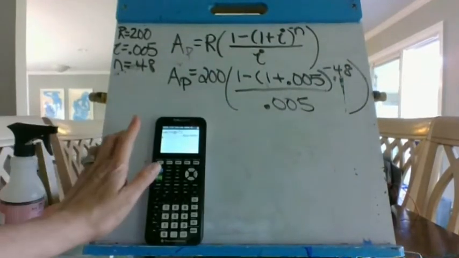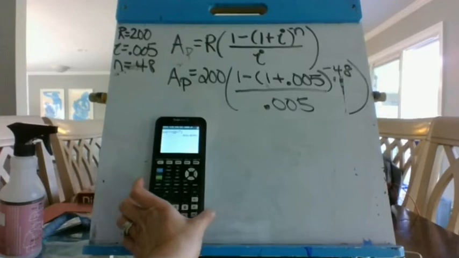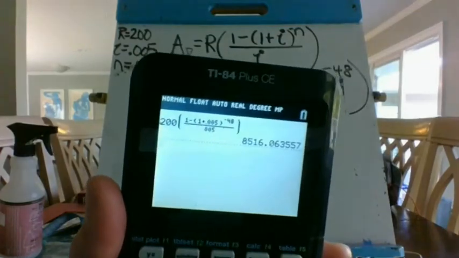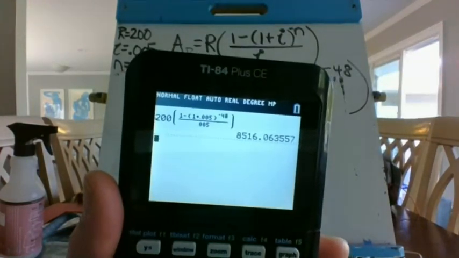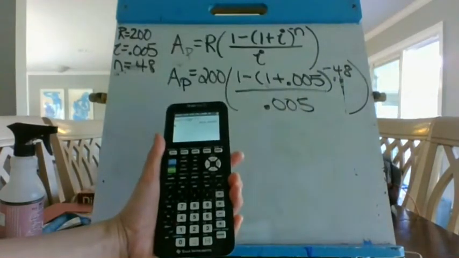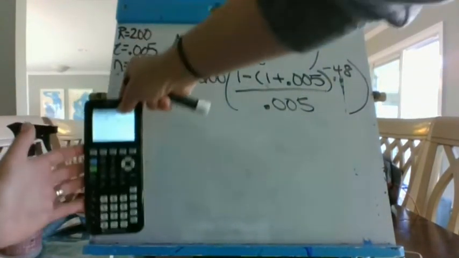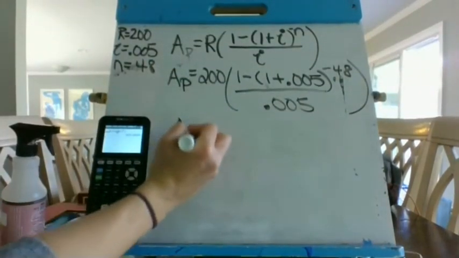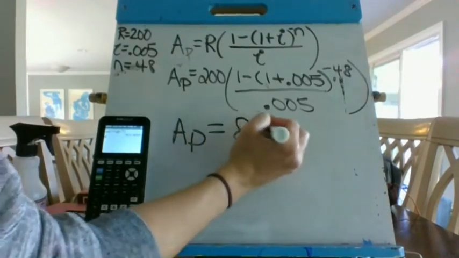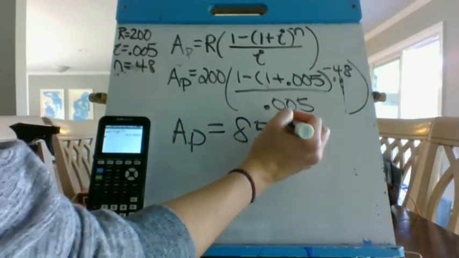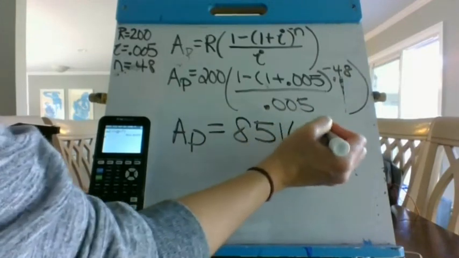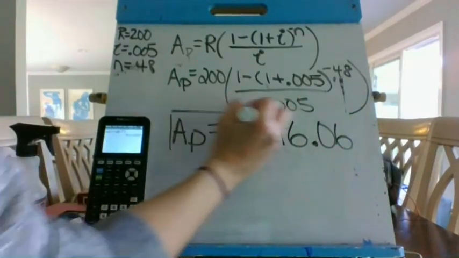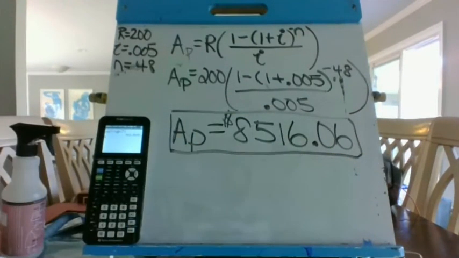All right, so now we type into our calculator exactly how we see it. We have 200, and then I use the alpha y equals option: 1 minus 1 plus 0.005 raised to the negative 48, over 0.005. I press enter, and we find out that this student can afford a car with that interest rate, with $200 a month, for $8,516.06. So she should start looking for a car that is equal to or less than that value.